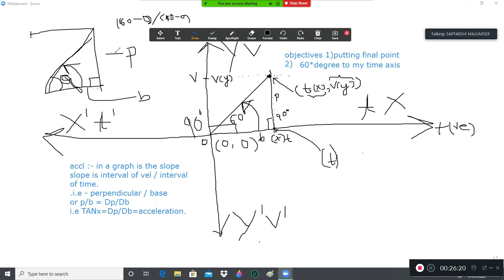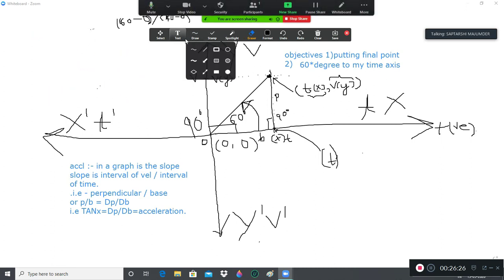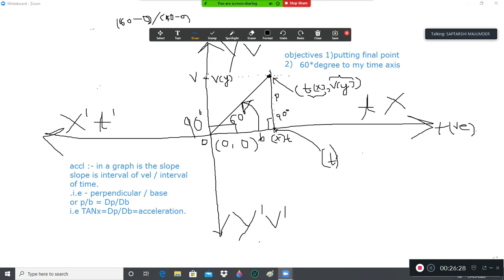So now think, if I use the formula, then what happens? If I use the normal formula to find the slope, it's nothing but v minus 0 divided by t. I am using t for your ease, t minus 0, equals a. Okay, so can I say this is nothing but perpendicular by base? This is the perpendicular and this is the base.